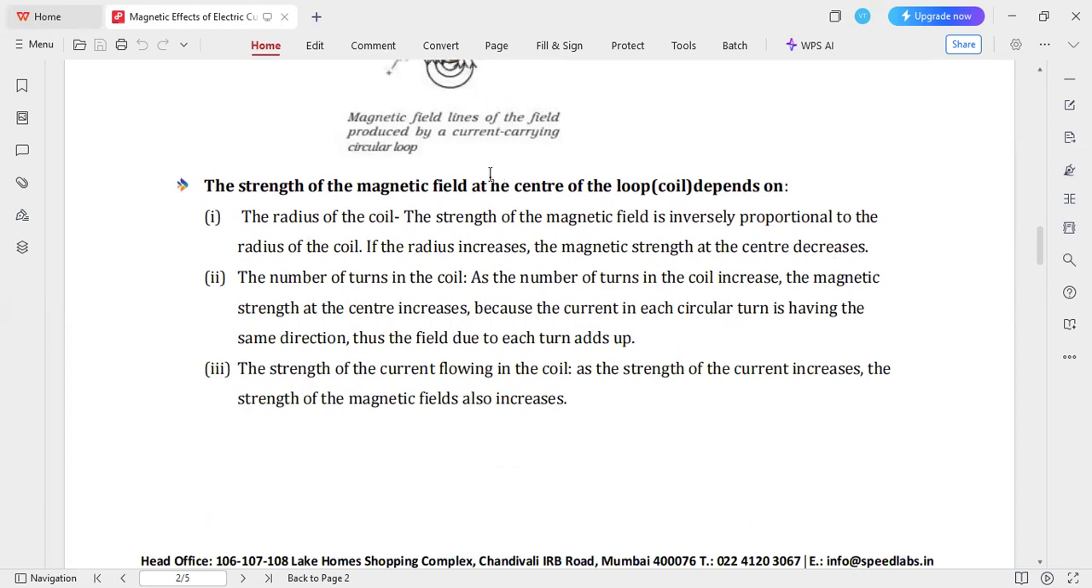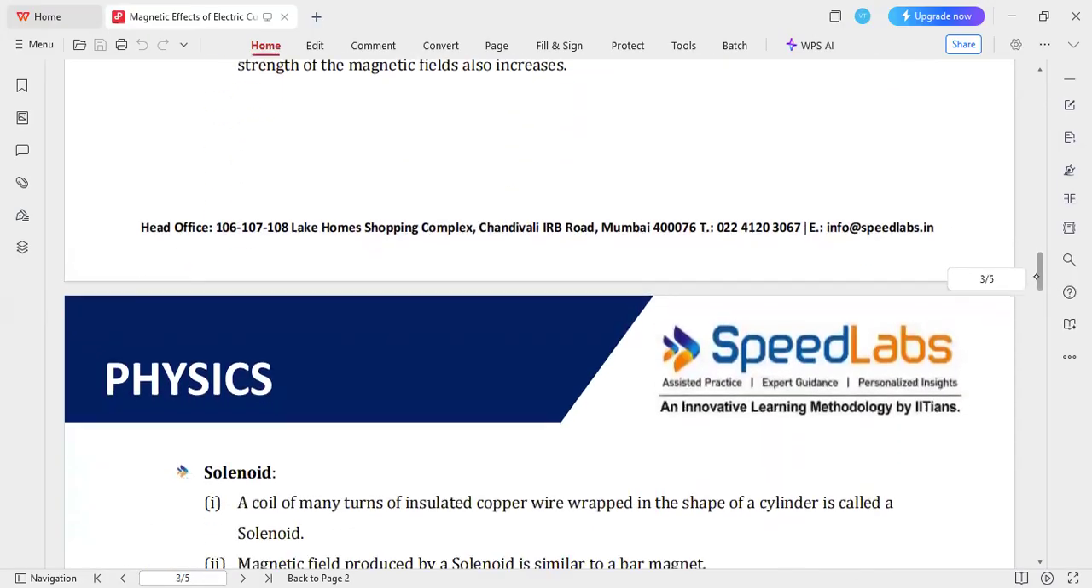And here you can see the strength of magnetic field lines at the center of the loop depends upon the radius of the coil. As I told you, the strength of magnetic field is inversely proportional to the radius of the coil. If the radius increases, the magnetic strength at the center decreases. Next, the number of turns in the coil. As the number of turns increases, the magnetic strength at the center increases because the current in each circular loop has the same direction. Thus, the magnetic field due to each turn adds up. And the strength of current flowing in the coil also matters. As the strength of current increases, the strength of magnetic field also increases, which I discussed before. Next we talk about solenoid, children.